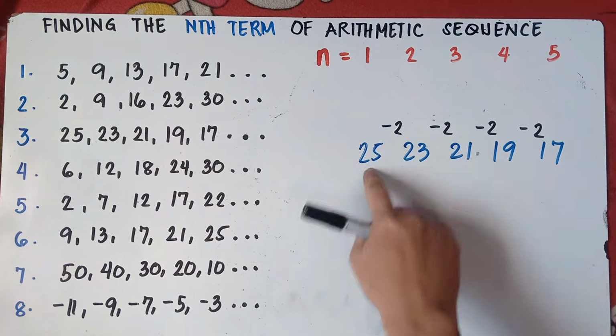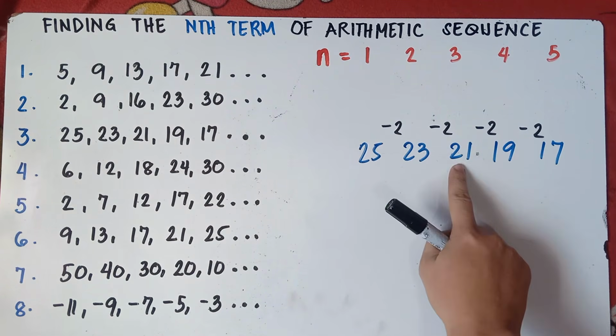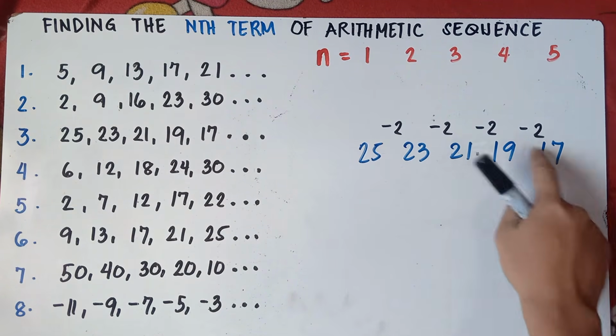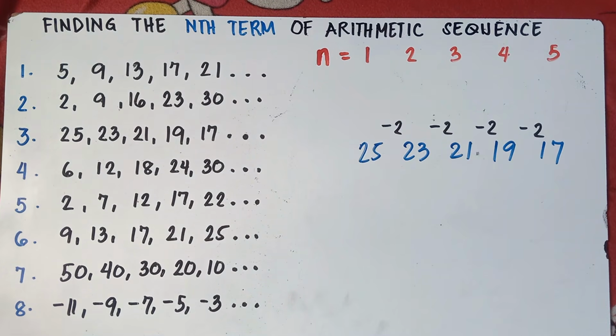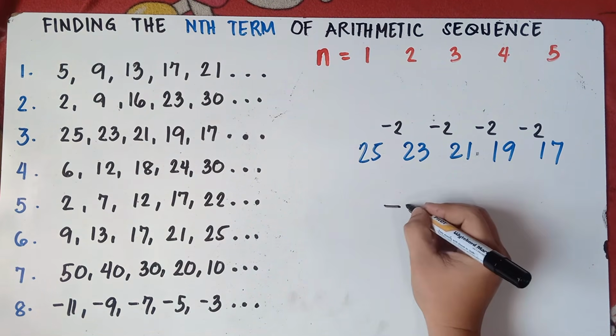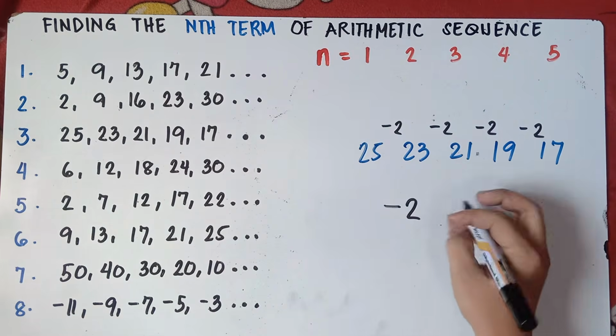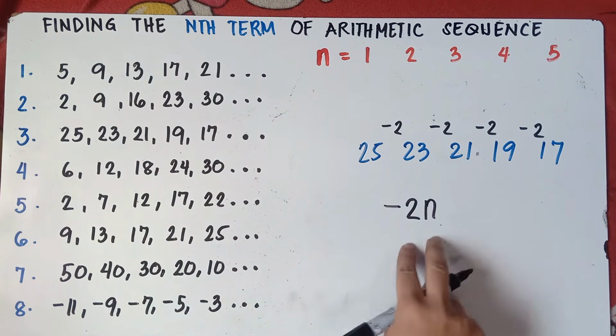So 25 minus 2, that's 23. 23 minus 2, that's 21. 21 minus 2 is 19. 19 minus 2 is 17. So therefore, the common difference is negative 2. So you write negative 2, then simply copy n. Negative 2n. So this will be our guide.